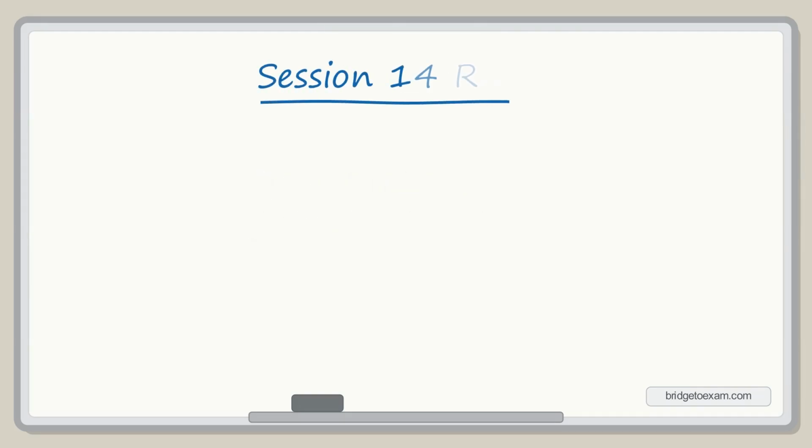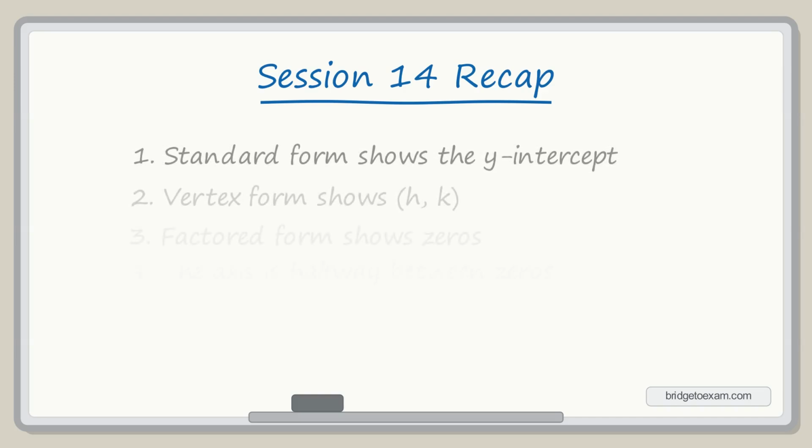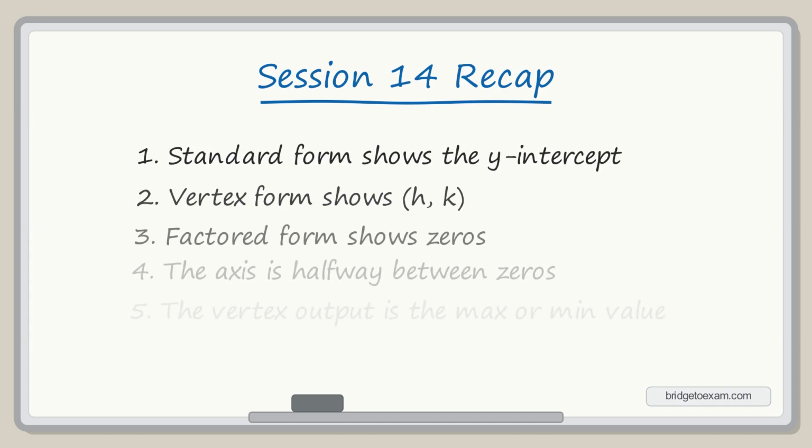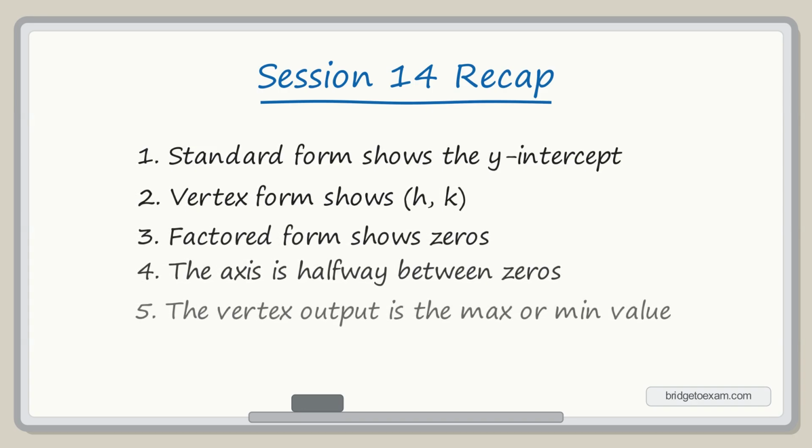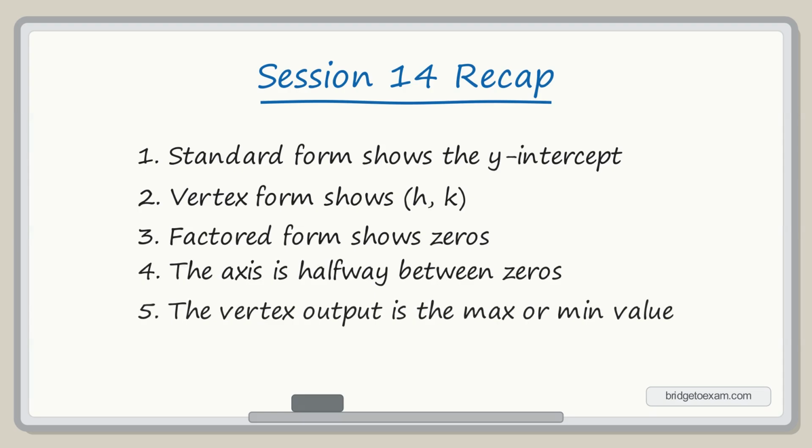Session 14 recap. Standard form shows the y-intercept. Vertex form shows h and k. Factored form shows zeros. The axis is halfway between zeros, and the vertex output is the maximum or minimum value.